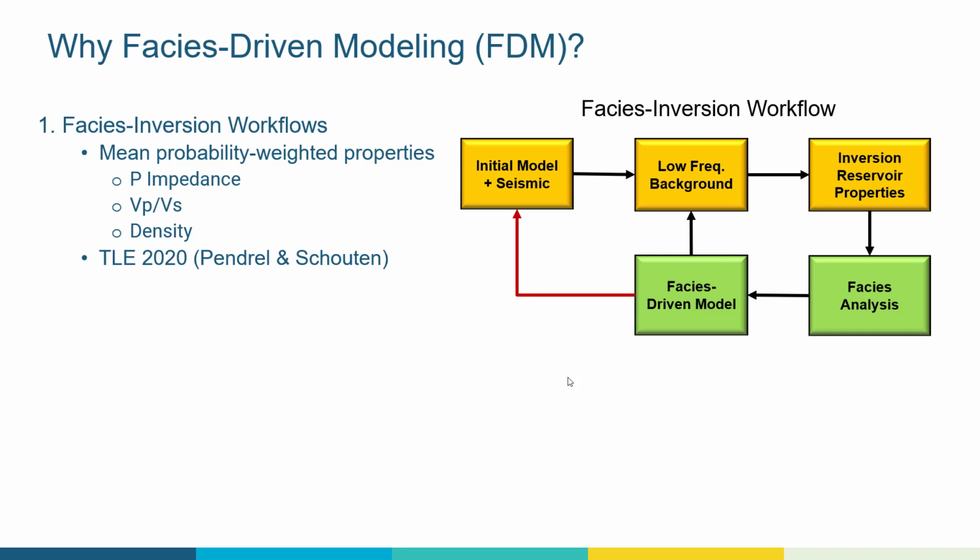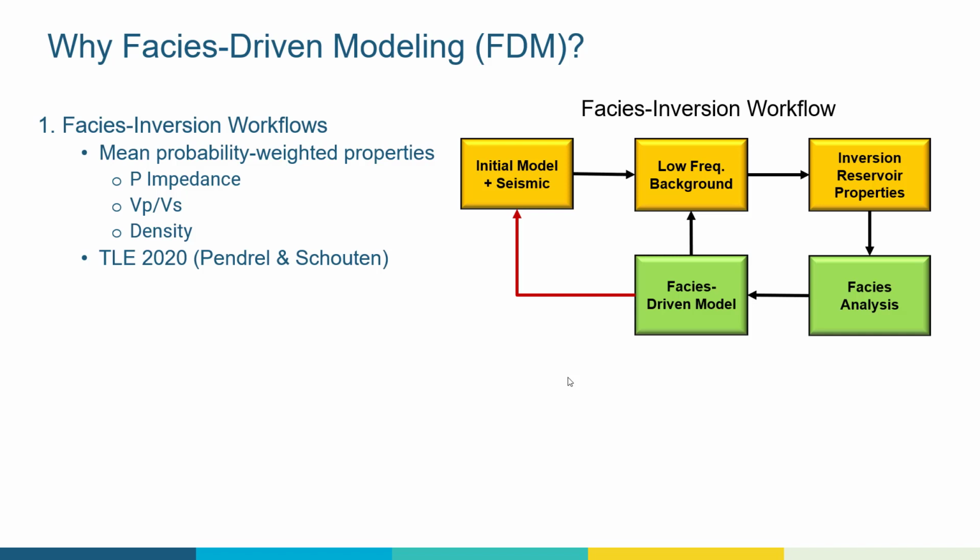Why do we want to do this? Why do we want to implement facies-driven modeling? And I'm going to start calling it FDMs just for expediency. First of all, in facies inversion workflows, the orange boxes on the right-hand side represent inversions. They start off with initial models, they use low-frequency backgrounds, and they do their inversion thing and create reservoir properties.